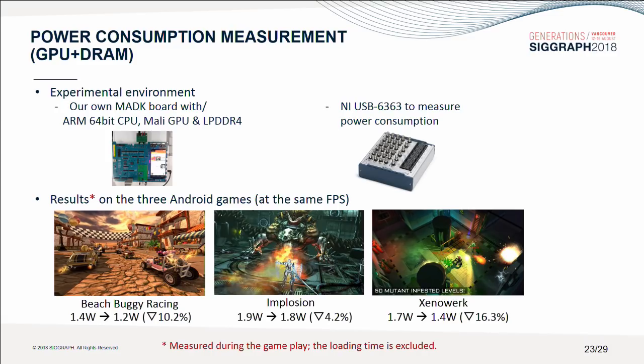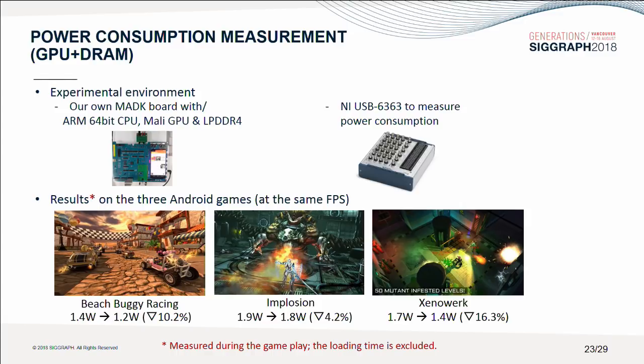Let's go to the result. We measure the power consumption of a GPU and DRAM. For our experimental environment, we used our own M8 board with ARM CPU, ARM GPU, and LPDDR4 RAM. And we also use the National Instruments USB-6363 device to measure power consumption.